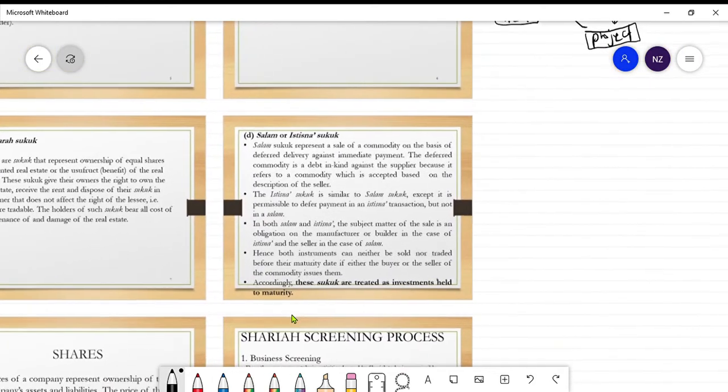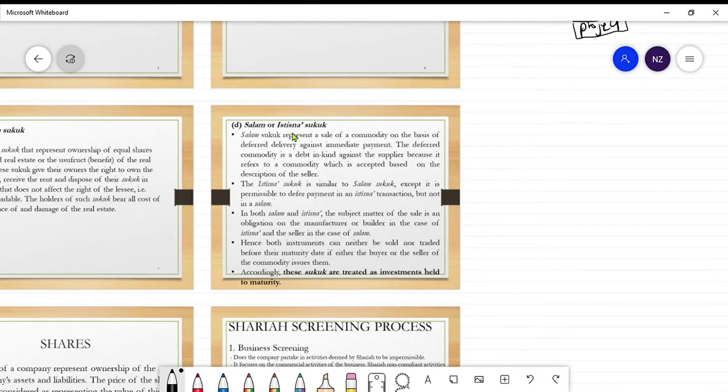Untuk salam and istisna, macam saya cakap, dua-dua adalah regarding a forward payment. Dua-dua kita kena bayar dulu barang sama ada belum siap tengah manufacture as for istisna, ataupun barang tu dah ready, dah siap, cuma dia belum sampai ke tangan kita. So salam sukuk ni dia represent, macam saya cakap lah, a sale of a commodity on the basis of deferred delivery against immediate payment. So barang tak sampai tapi kita dah bayar dulu spot payment, and the deferred commodity is a debt in kind against the supplier because it refers to a commodity which is accepted based on its description.